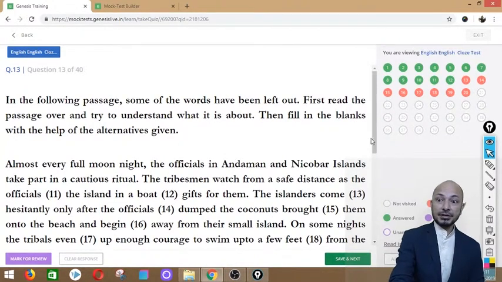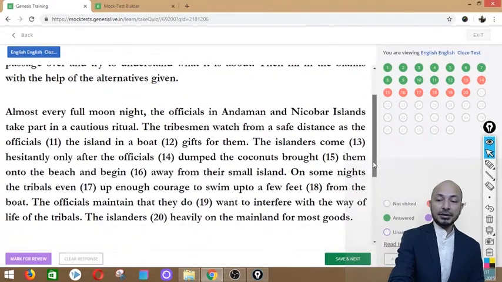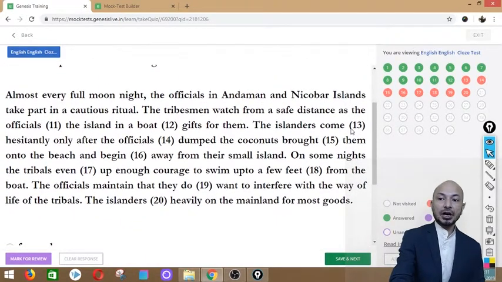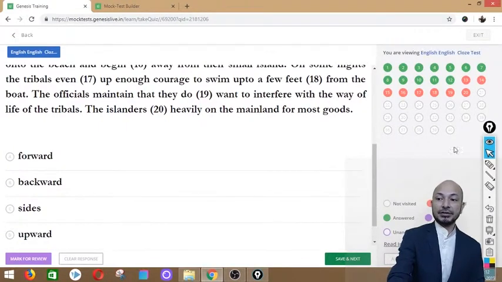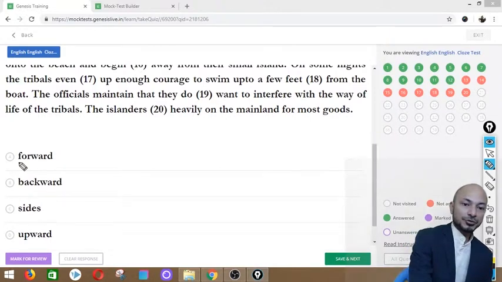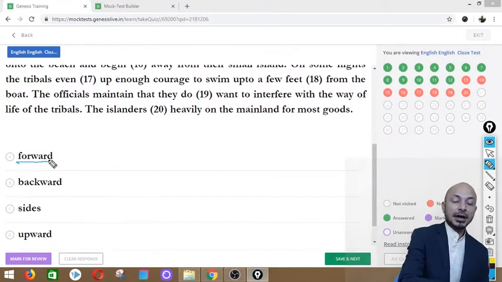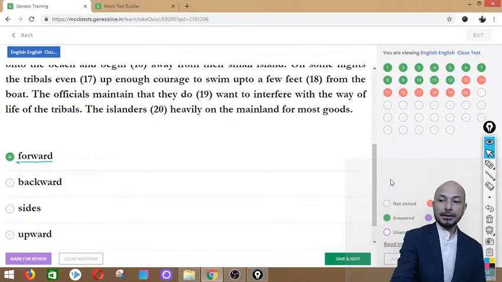So on to number 13, and let's read on in the same passage. The islanders come dash hesitantly only after the officials. So come dash is what we are looking for. Come forward, come backward, come sides, or come upward, and it's going to be come forward. Of course, it's going to be come forward. Option A it is. And so we click on option A and say save and next.